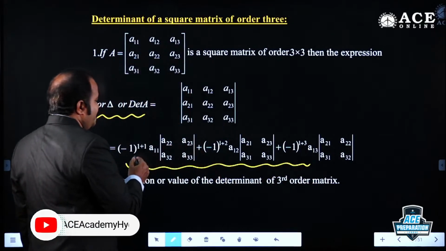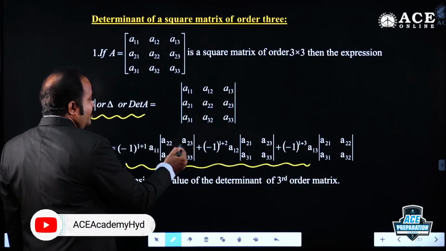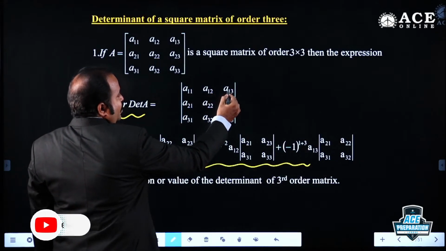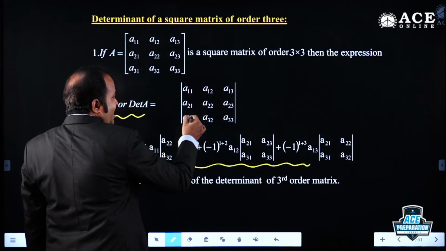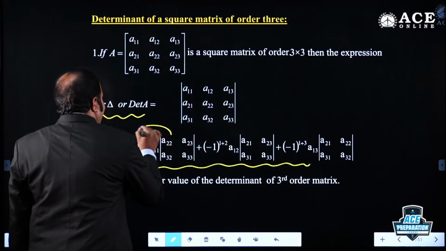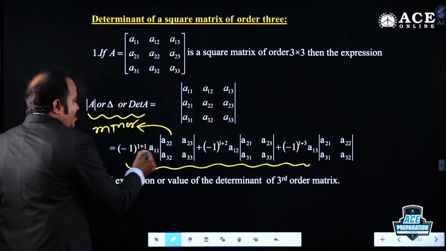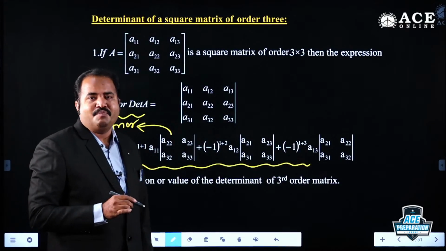Here the determinant is expanded along what? The first row. Look at A11 into this one. So A11 into, by deleting this row and the corresponding column, the remaining determinant. So this is called the minor. This element is called the minor, we know that. And this is multiplied with minus 1 whole power i plus j.